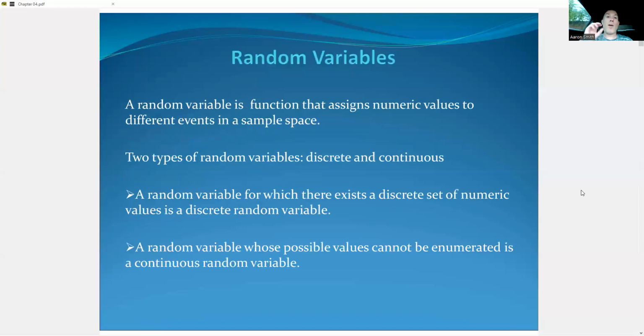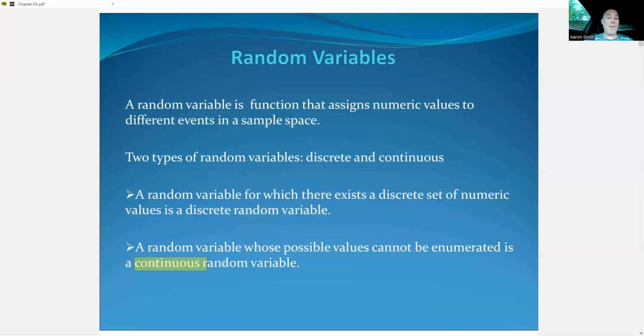All right, so random variables. A random variable is a function that assigns numeric values to different events in a sample space. Two types of random variables are discrete and continuous. A random variable for which there exists a discrete set of numeric values is a discrete random variable. A random variable whose possible values cannot be enumerated is a continuous random variable.